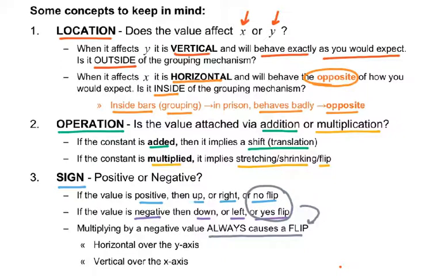A horizontal flip, flipping horizontally, means we would travel across the y-axis. Whereas a vertical flip, flipping up and down, would be traveling across the x-axis. All right, so these are the three things we want to think about: location, operation, and sign.